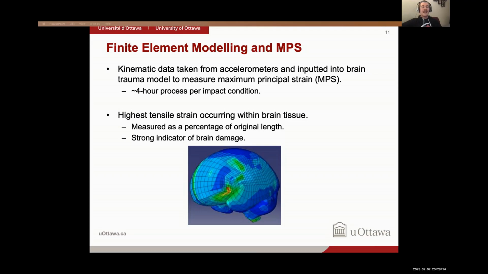So MPS is maximum principal strain, and it's brain tissue deformation. The process to measure MPS actually takes about 4 hours per impact condition. So you can imagine if we're doing data sets of upwards of 20 head impacts, it's quite a while in order to collect this measure. And so MPS magnitude, again, like I mentioned, is measured as a percentage of the elongated brain tissue.